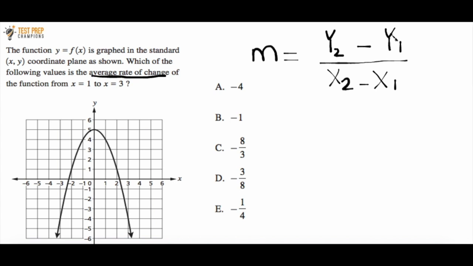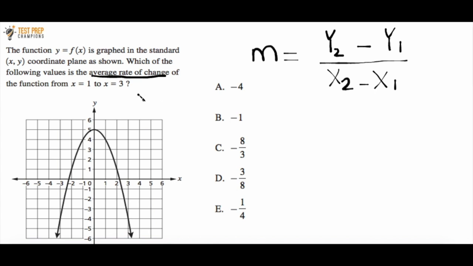y2 minus y1 divided by x2 minus x1. You use this formula to calculate the slope, and this little m symbol here is often used for the word slope. So again, the average rate of change equals the slope.